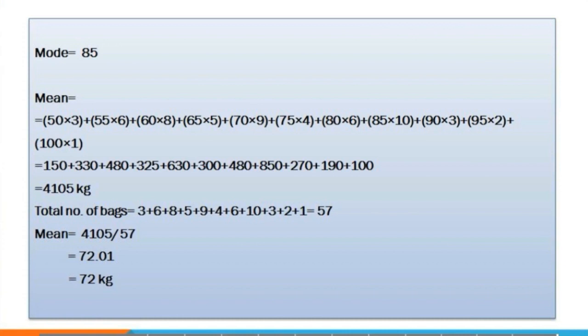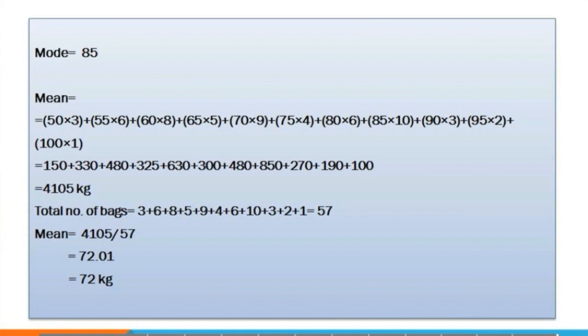Now how to calculate the mean? You will multiply every weight with the number of bags. Suppose in the first column there is 50 kg weight, you will multiply it by 3 bags. There are 6 bags of 55 kg. There are 8 bags of 60 kg. So you will multiply each weight with the number of bags, as I have done in the example. You can see, and then add up all these numbers.